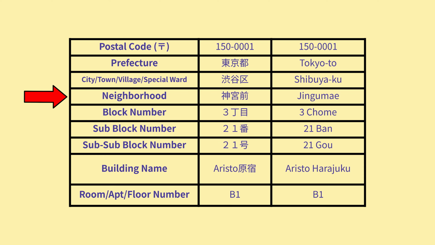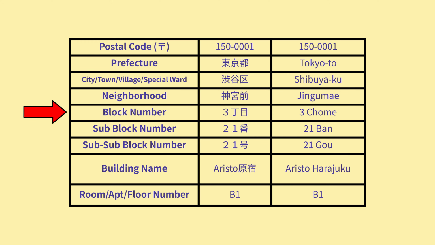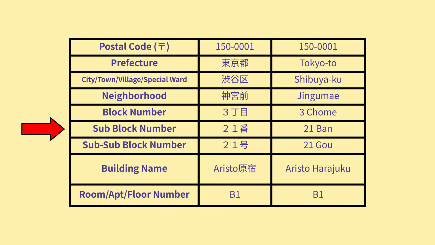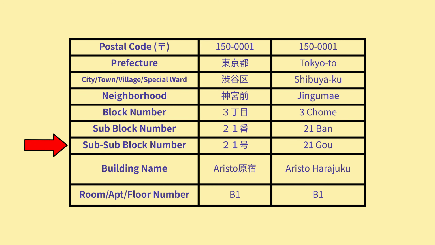The next division is the neighborhood, Jingu-mae. This is just the name of a location passed down through the ages. Afterwards, the neighborhood is divided into large blocks called Chome. This address is in the third Chome of the neighborhood Jingu-mae. Within Chome, there are sub-blocks called Ban, and this address is the 21st Ban in the third Chome of the neighborhood Jingu-mae. Within Ban, you have another sub-block called Go, and funnily enough, this is also number 21.